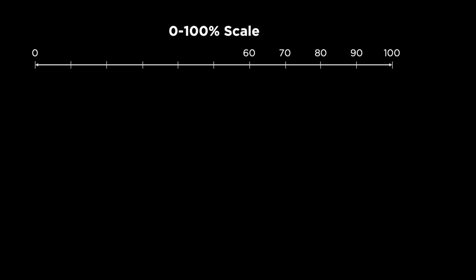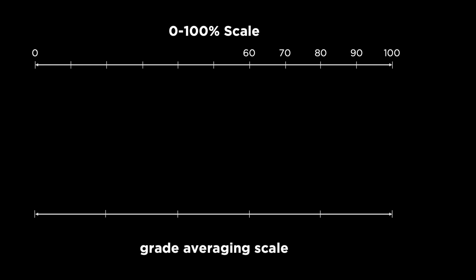All we have to do is convert grades on the 0 to 100 scale to a scale that does have the equal interval property, and then perform the average. It's that simple. So to see exactly how to do this, let's start by looking at things graphically. Here at the top, you can see the 0 to 100 scale. And below is a scale that has the equal interval property that we need. We'll simply call it the grade averaging scale.